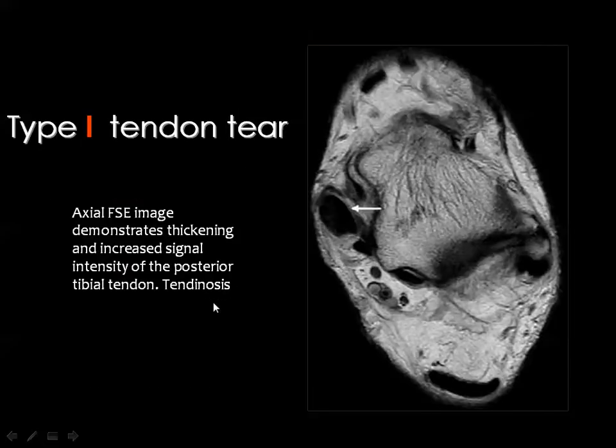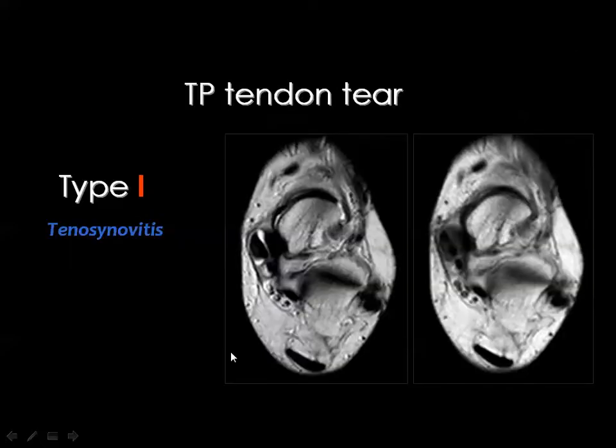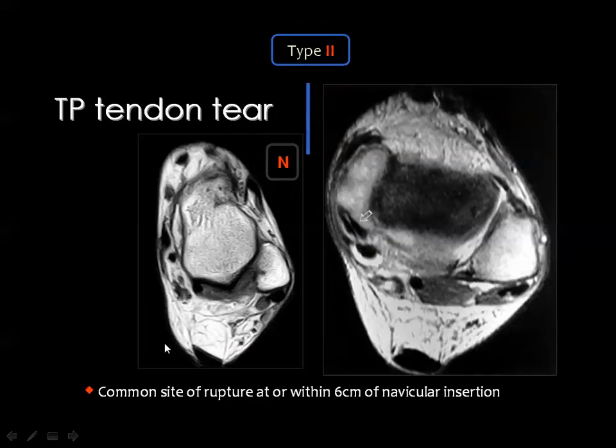Another example of type 1 injury of the tibialis posterior tendon, the tendon caliber is too much increased compared to the flexor digitorum or the flexor hallucis tendons. And this is type 1 injury of the tibialis posterior. The tendon caliber has increased with fluid signal around the tendon, meaning that there is tenosynovitis, and this is type 1 injury of the tibialis posterior with tenosynovitis.